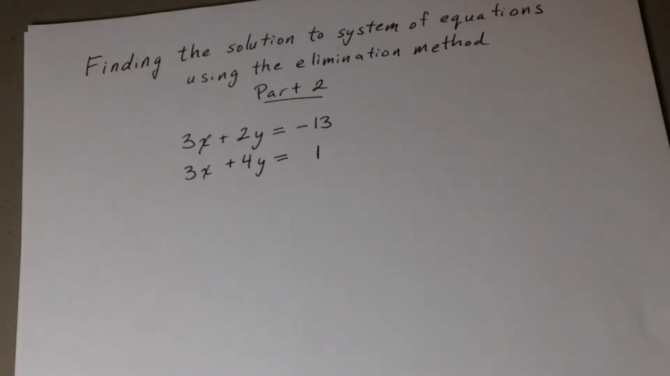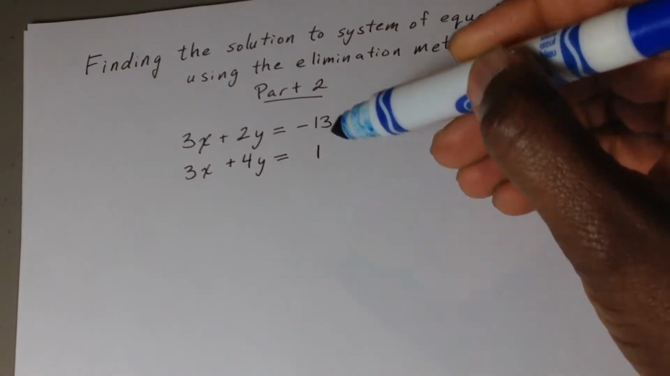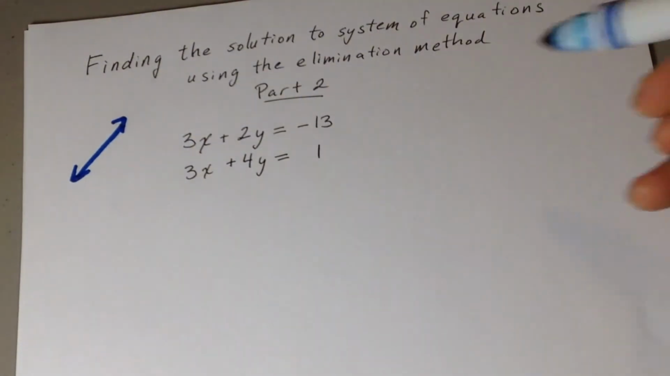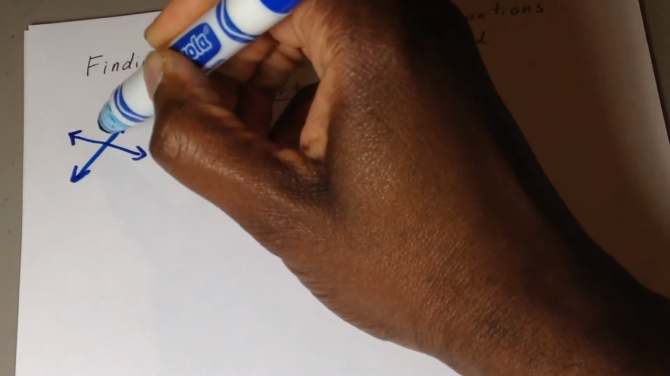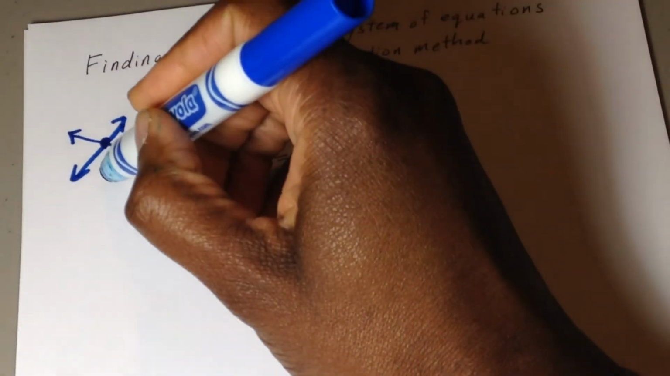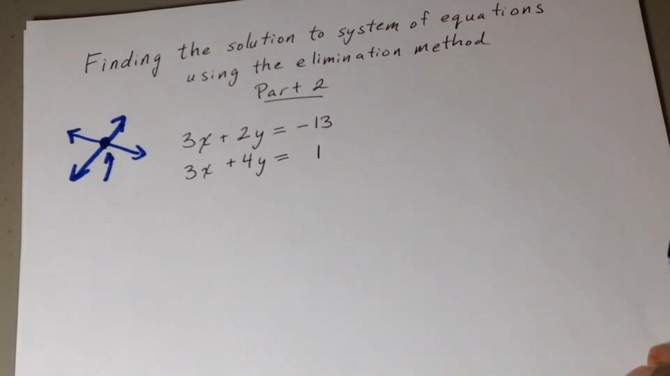We're finding the solution to the system of equations using the elimination method. Just to recall what we did in part 1, and I hope that video was helpful. We're talking about these two equations representing two lines. This is one line and you have a second line, and somewhere along the way these two lines are going to intersect at a point. That point is what we call the solution. The solution is a coordinate.